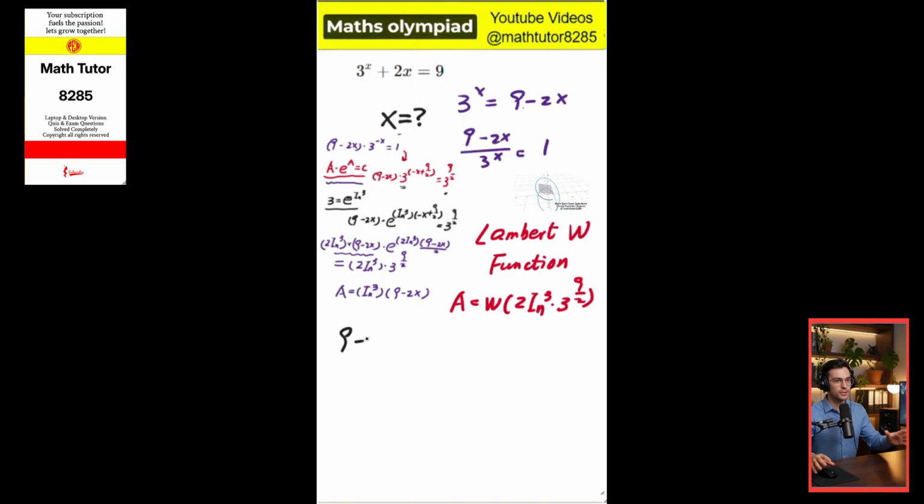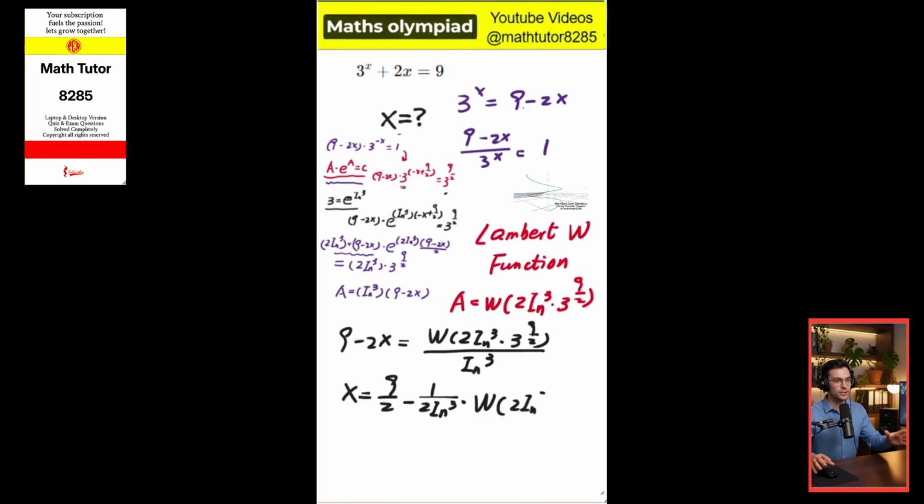Then, next step, solve for x. Divide both sides by the natural logarithm of 3 to get 9 minus 2x equals the Lambert W of that same argument, divided by the natural logarithm of 3. Rearranging for x gives x equals 9 over 2 minus 1 divided by twice the natural logarithm of 3, multiplied by the Lambert W of 2 times the natural logarithm of 3 times 3 raised to the 9 over 2 power.